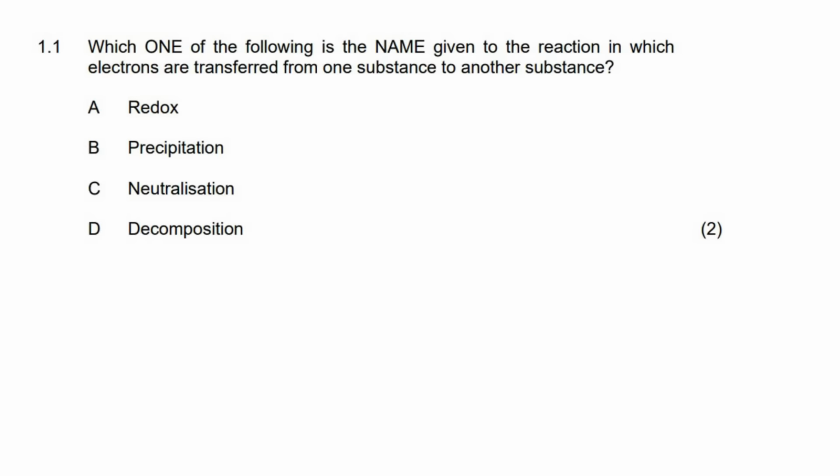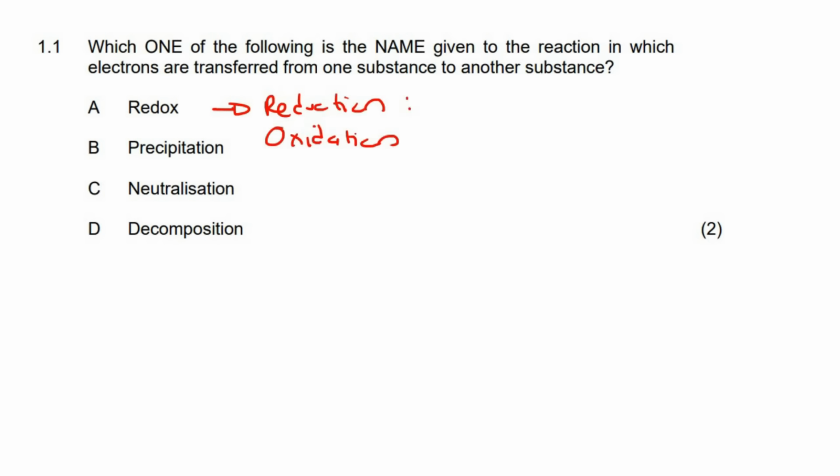Which one of the following is the name given to the reaction in which electrons are transferred from one substance to another? Well, we know there's a specific chapter that we've done in grade 11 where you've got one process where electrons are released or given away, and then we've got another type of system where electrons are gained, and that is redox. We know that redox means reduction and then oxidation. That's where the name redox comes from.